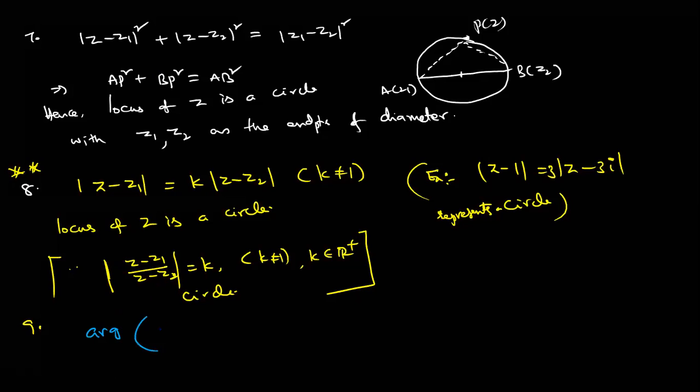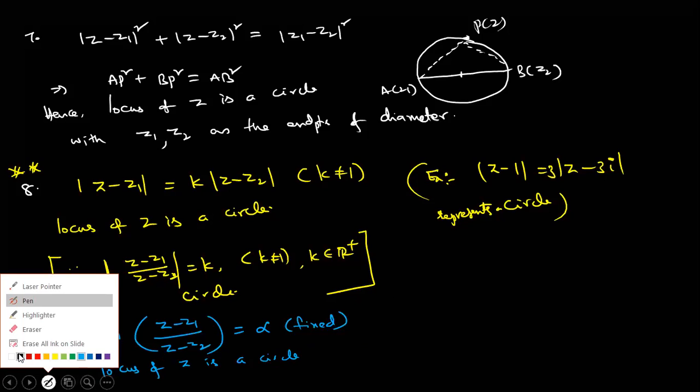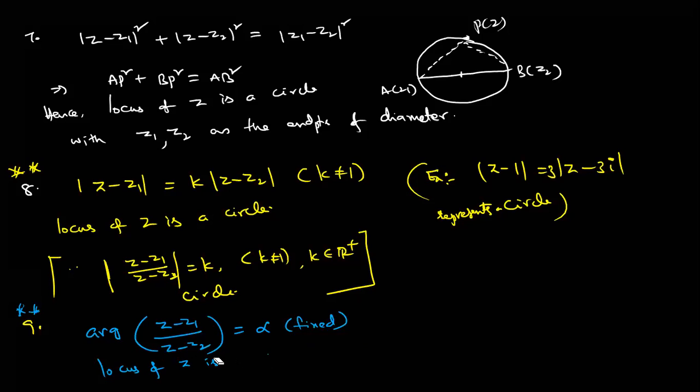Dear students, see, argument of Z minus Z1 by Z minus Z2 is equal to alpha, fixed. Alpha means what here? It's an angle. Then locus of Z is a circle. Which type of circle am I giving? It is a segment of a circle.